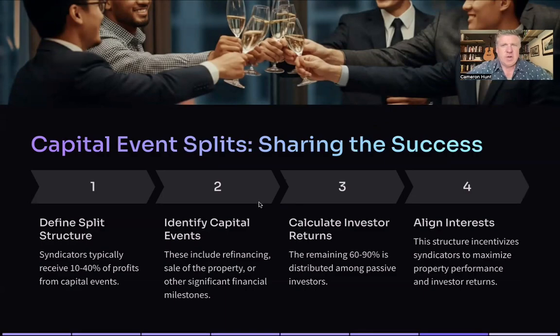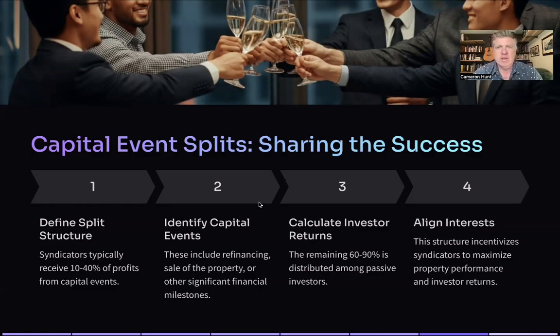Capital event split. So this is where the majority of your return as a general partner is going to come from. And I guess, it's also dependent on how well you do in terms of managing your project and adding value to it. So it's anywhere from 10 to 40% of the profits. So depending on how you split it up with your limited partners, with your capital, 90-10, 80-20, 70-30, those are all typical splits. And really, this is driven by your investor return.